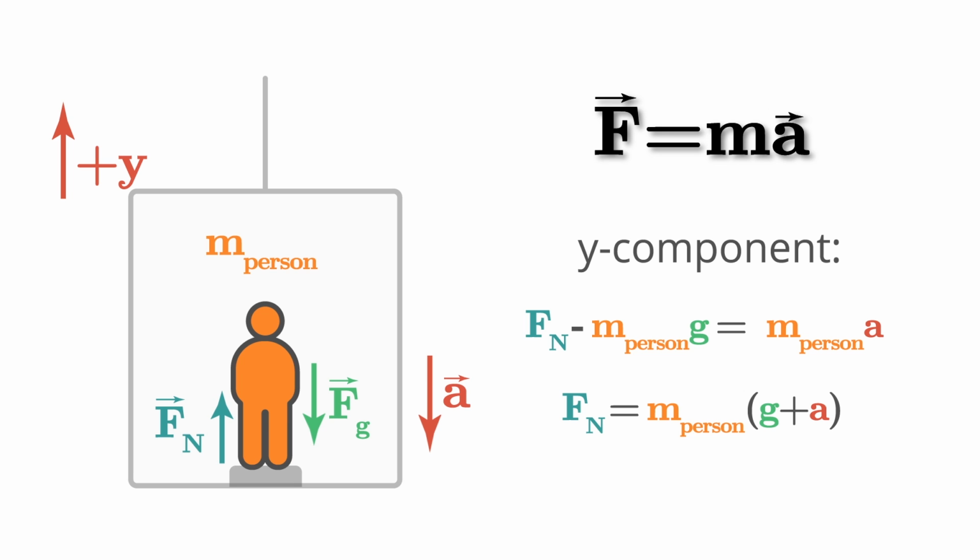You can see that if I change a to minus a in this example, that I'll get the normal force is equal to m times g minus a. And this explains that feeling of lightness.